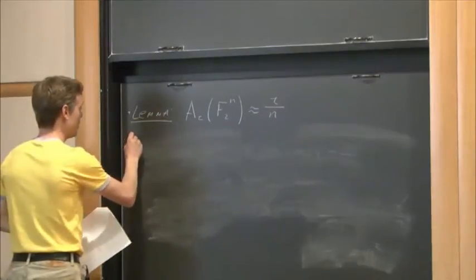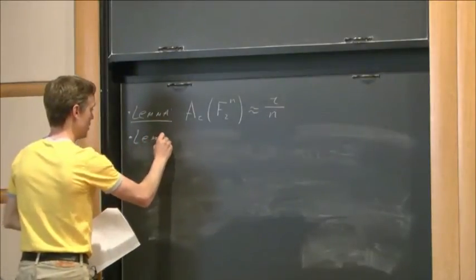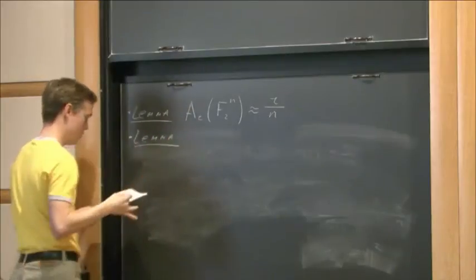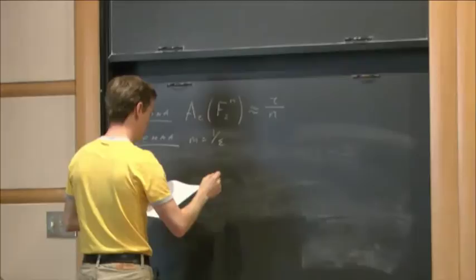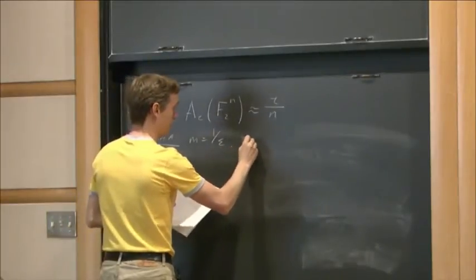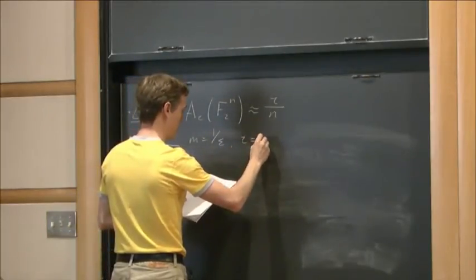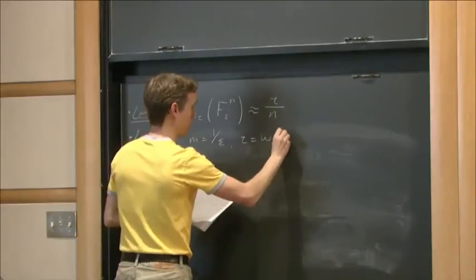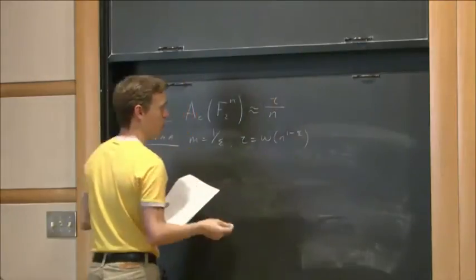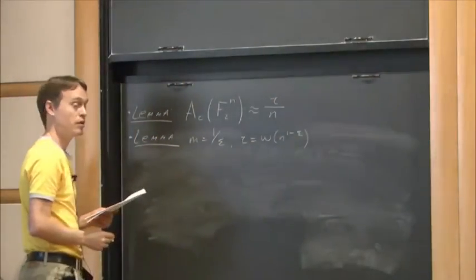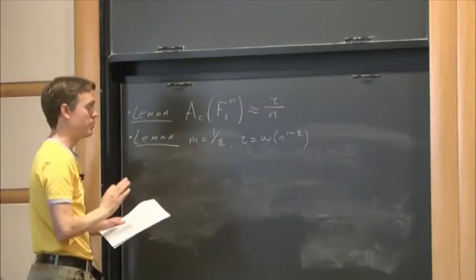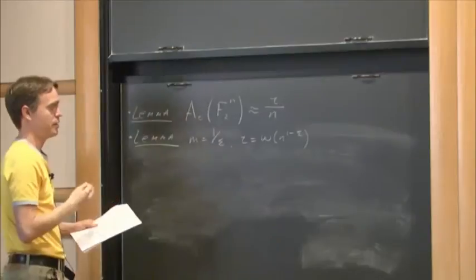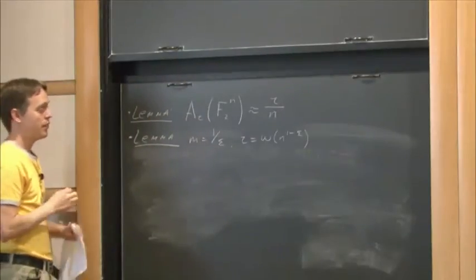So, another lemma. Let m be 1 over epsilon, so m is an integer. And let's say that the dimension of the approximating space is high, so it's at least omega of n to the 1 minus epsilon. Yeah, m is an integer, and we'll write it as 1 over epsilon.